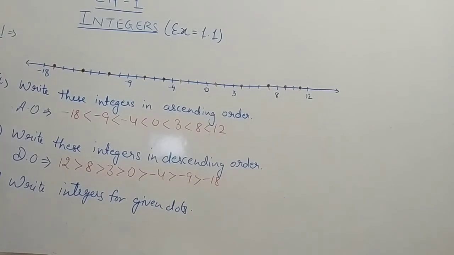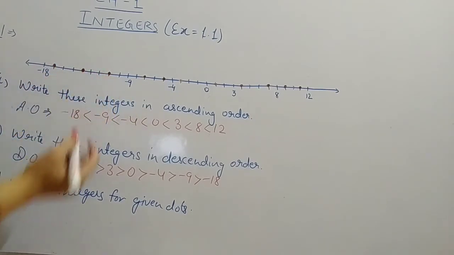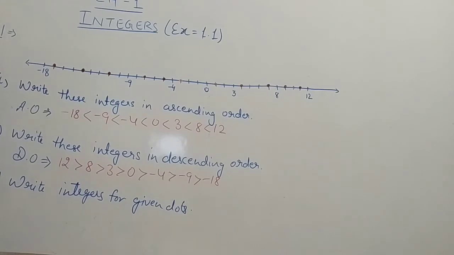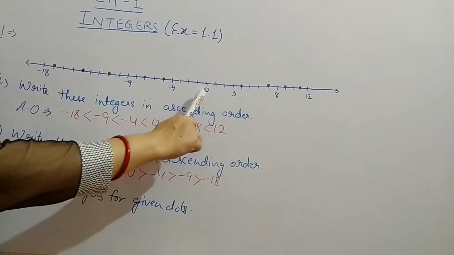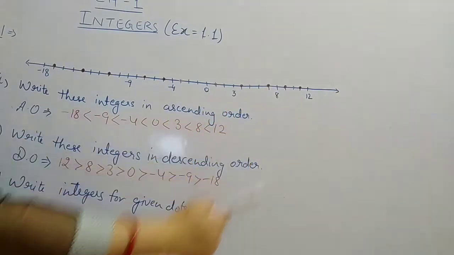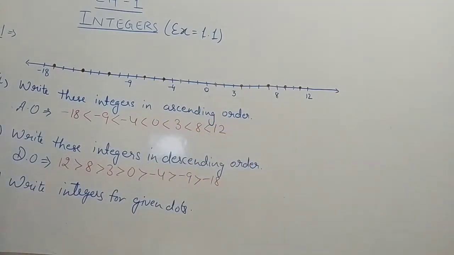After this, the third part is given: write the integer for the given dots. You can see here above this number line a few dots are marked. So for these dots we have to write which integer will come. You can see here 0. After 0, on the right side positive integers will be there and on the left side negative integers will be there. So we will start from 0.